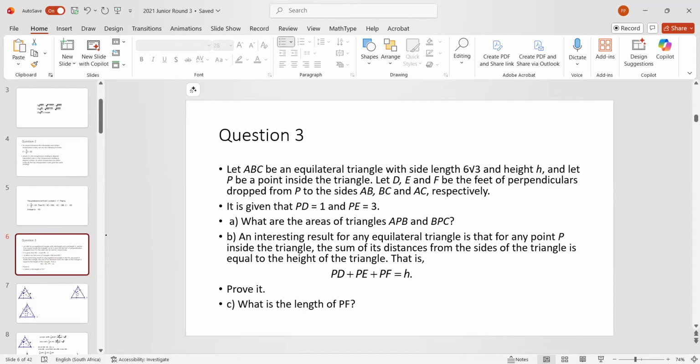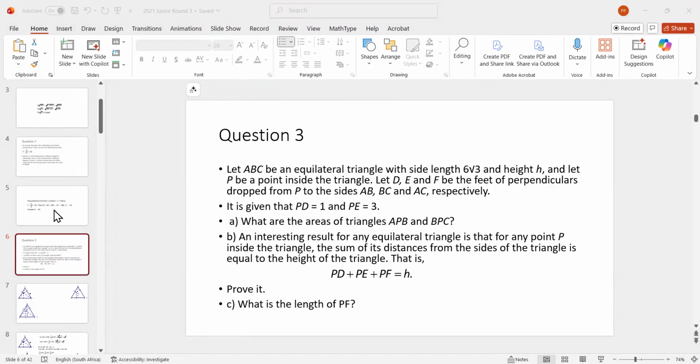So there it is. We proved the second part, PD plus PE plus PF equals H. And the last part is calculate the length of PF, and we saw that it was 5. We also calculated the areas of triangles APB and BPC. So we've done everything. I didn't want to read this long essay. I'll explain to you what it's all about.